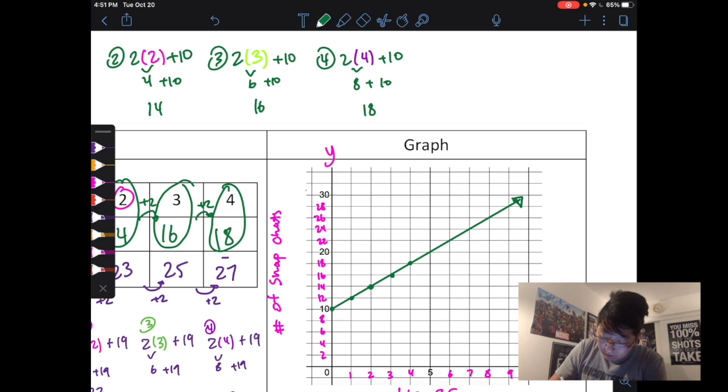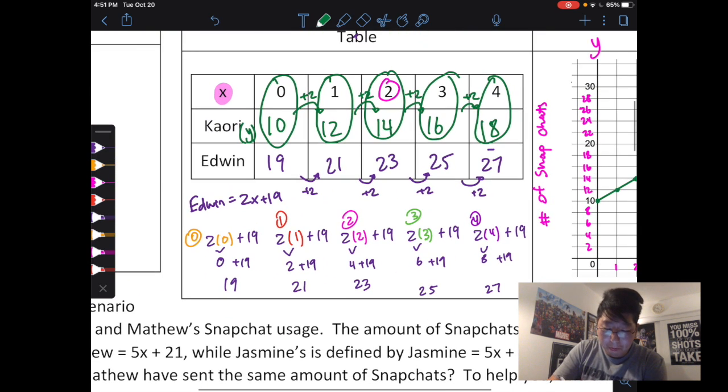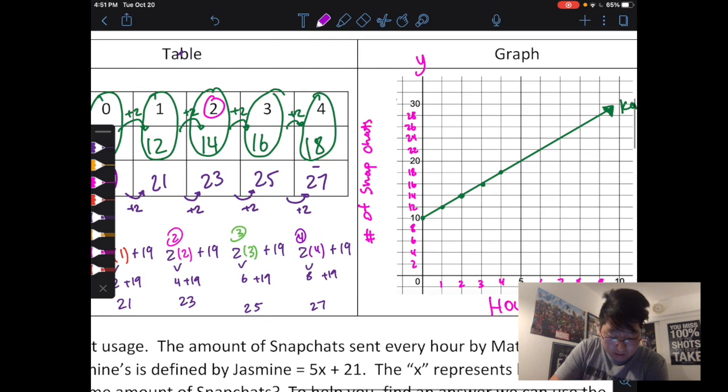But I do know it's a line, so it's going to go on forever. I'm going to label it Coyote. All right? What about this other person, Edwin? Right? So in 0 hours, it's 19. So in 0 hours, he starts at 19.